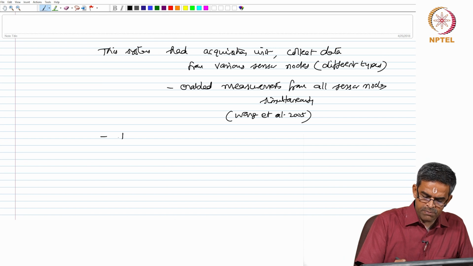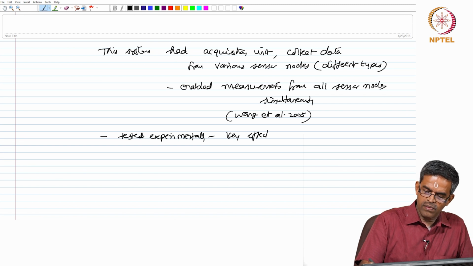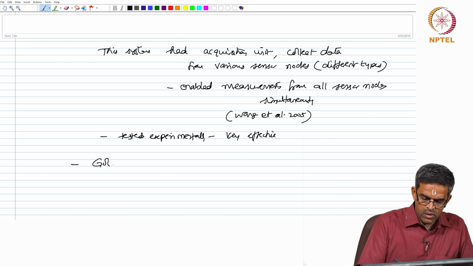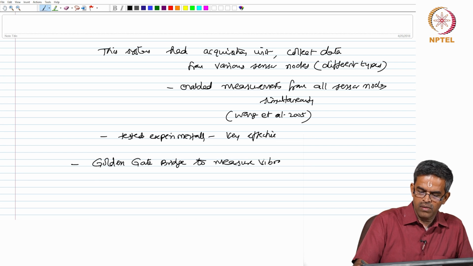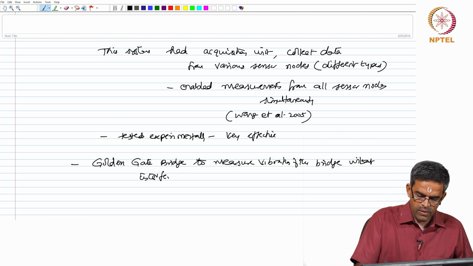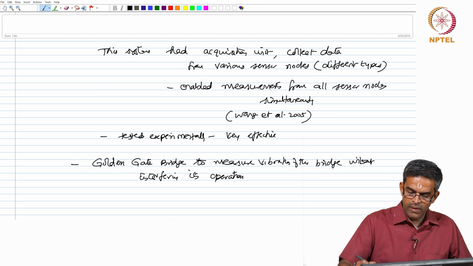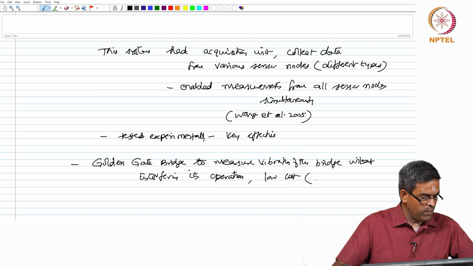The unit was tested experimentally and found to be very efficient. This was used in Golden Gate Bridge to measure the vibration of the bridge without interfering with its operation, that is very important. No cable laying, nothing was happening. This was also done at a very low cost. Details can be seen at Kim et al. in 2007.